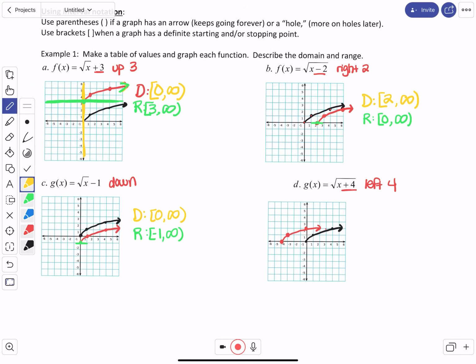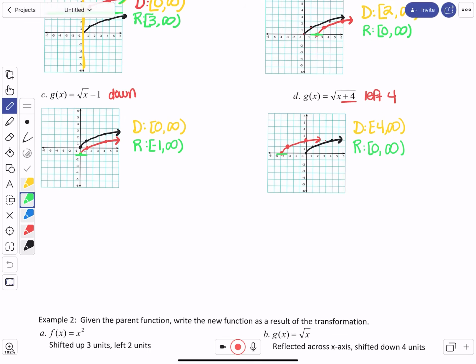Okay, so my domain, my x is at -4, but it's going to the right forever. And then for my range, my lowest is at 0, but it's going up forever. So my range, my lowest is at 0 because I'm going up or down, how far down it is, and how high it's going. Okay?